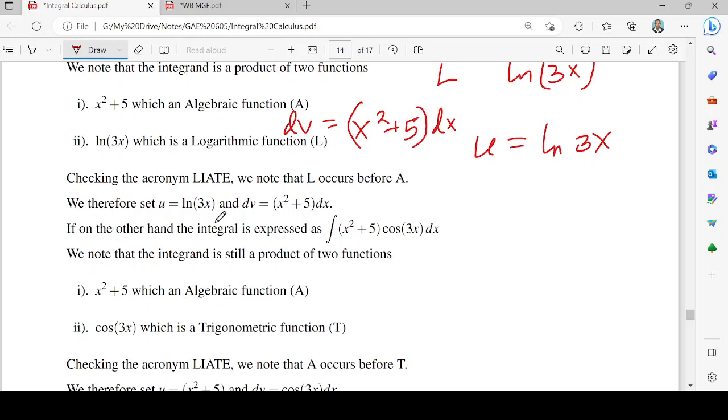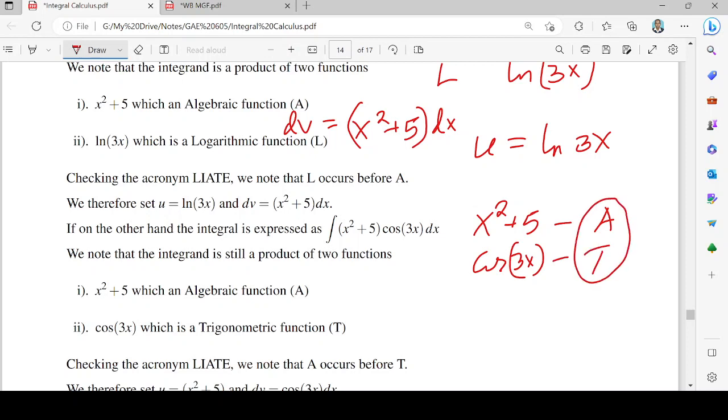So suppose that we have, again, a similar expression, but this time we replace the logarithm with the cosine. So we'll see that we still have a product. One of the functions is x squared plus 5, which is an algebraic function. The other one is the cosine function. A cosine is a trigonometric. So we have x squared plus 5, which is algebraic, and cosine of 3x, which is trigonometric. Now we check which one occurs first in our acronym, A or T.